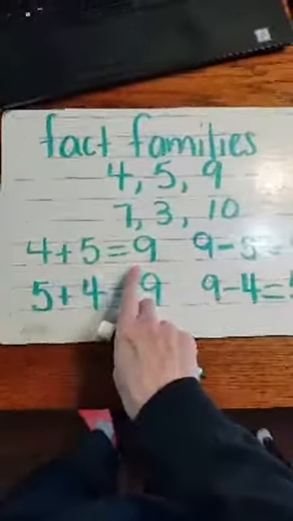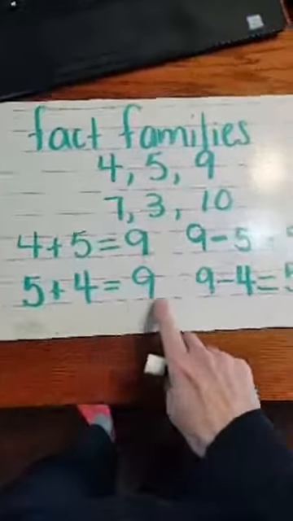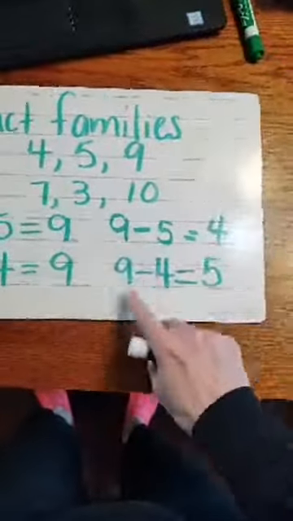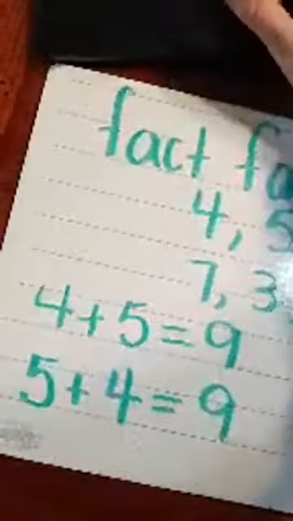So this is my fact family for 4, 5, and 9. 4 plus 5 is 9. 5 plus 4 is 9. 9 minus 5 is 4. And 9 minus 4 is 5. Okay, so let's try another one.